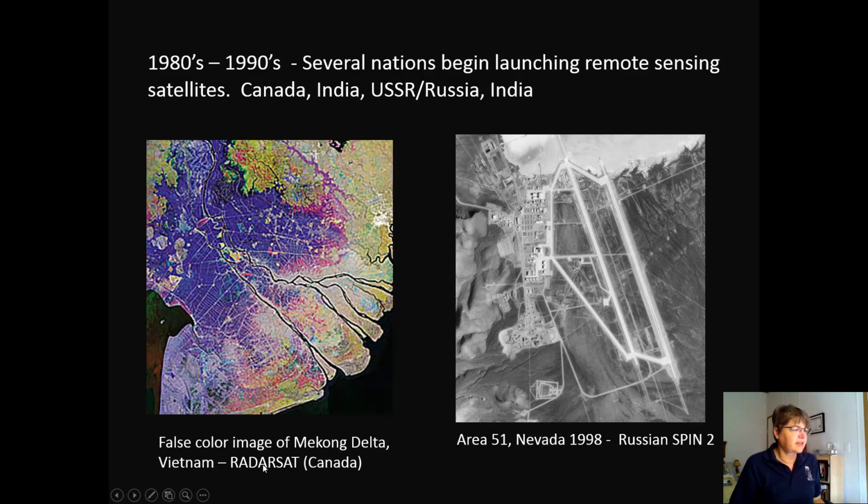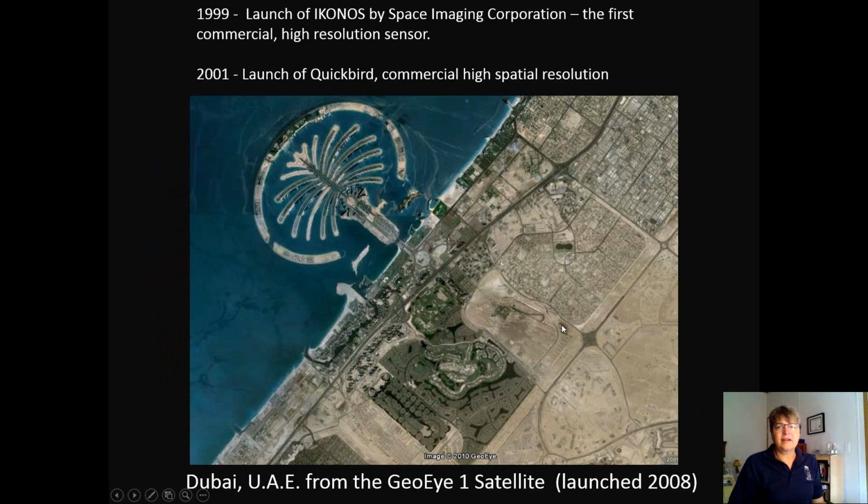This is Canada's satellite, RadarSat, and this is a Russian satellite from 1998. It's Area 51. The Russians were checking us out there. This is Nevada. And here is the GOI-1 satellite launched in 2008. And this is off the coast of Dubai, I believe.